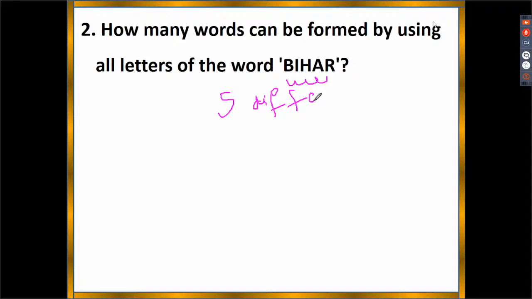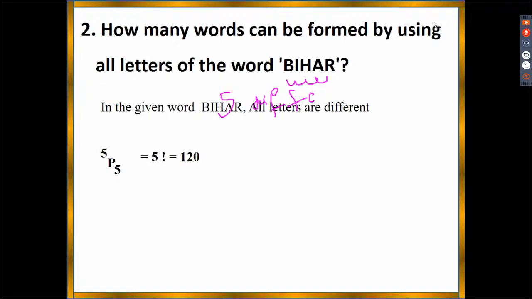BIHAR is one word. BIHRA is another word. So like that, we can form a number of words, and the number of words is 5P5. 5 is the number of letters they gave, and we can use 5 at a time. 5P5 is nothing but 5 factorial, which is 120. So there is no letter repeated here.